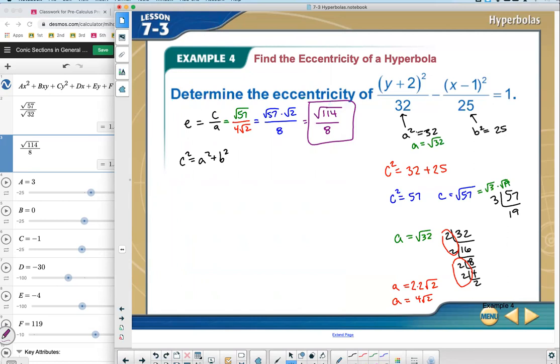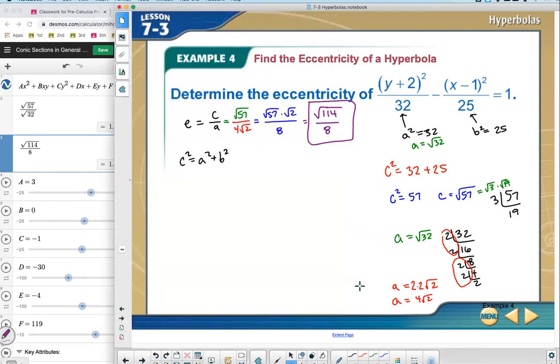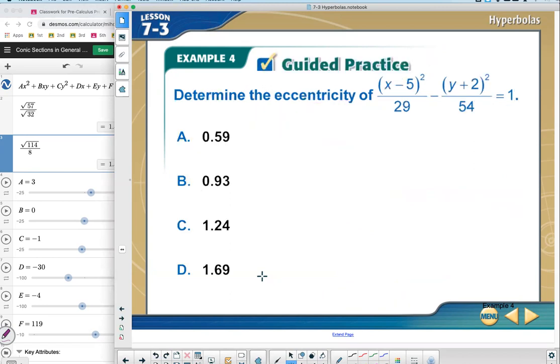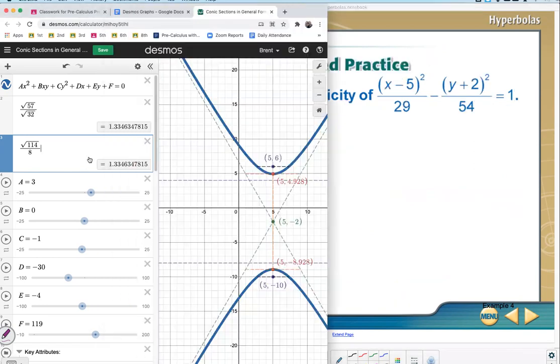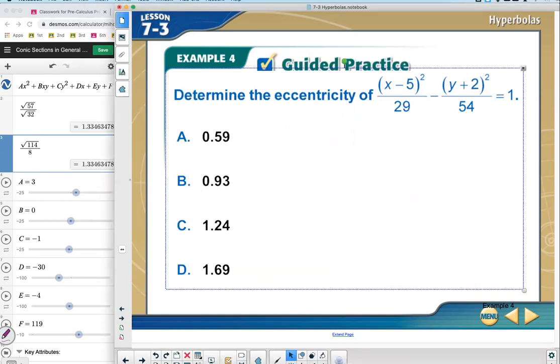And there's the rationalized form. If you're doing Alex, you need it in that form. But for most of the stuff we'll see in this class, you can use the decimal form. All right. With that, I'm going to give you one where you only have to give me the decimal form. Determine the eccentricity of that equation shown there. DOL number 4.